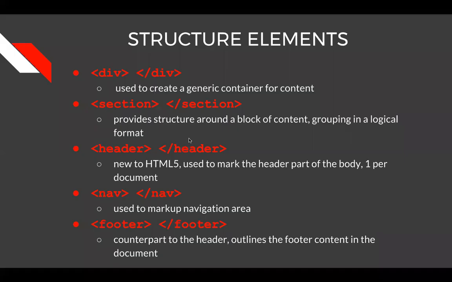All right. So with that, you have structure elements. A couple of those structure elements are the div, section, header, nav, footer. So a div is used to create a generic container for content. So imagine just a box with content. That's a div. A section provides structure around a block of content, grouping in a logical format. So a div can do what a section can do, but a section just makes it more logical. Like, let's say you have an About Me section or a Contact Me section, things of that nature.